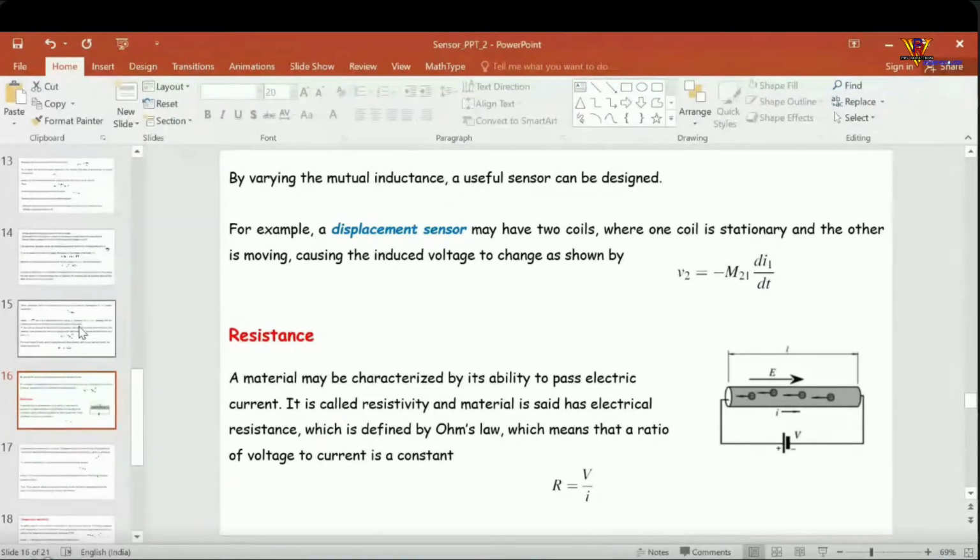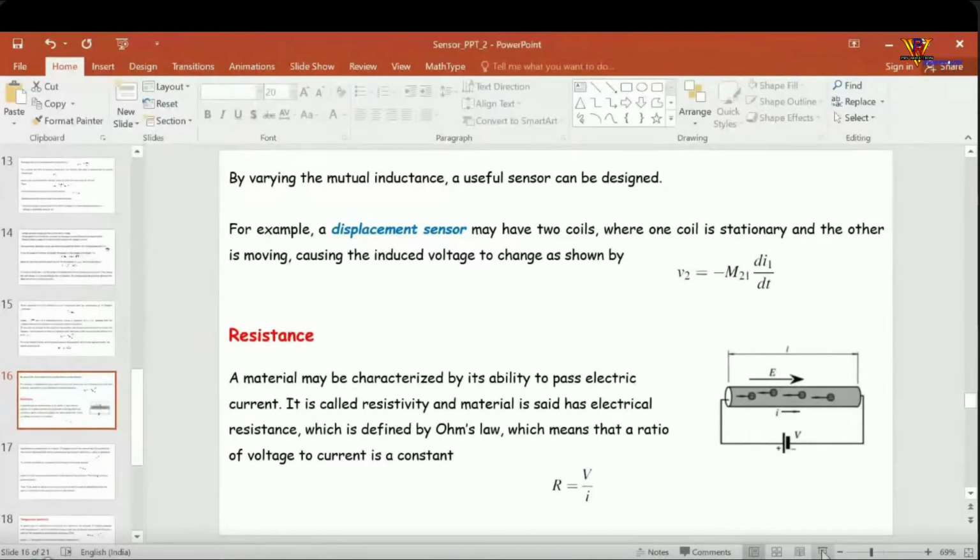So that hindrance is proportional to the applied voltage and the current flowing through it, and it is a constant, and that constant is termed the resistance. So this is known as the resistivity of the material. Correct?